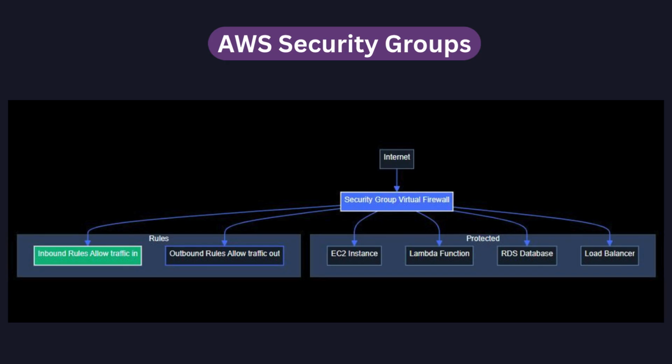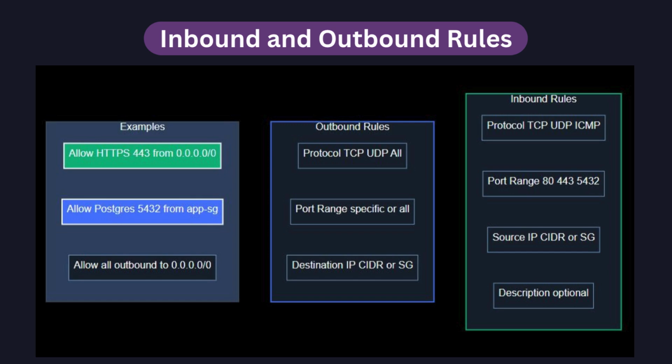taking effect immediately. Inbound and outbound rules define what traffic is allowed into and out of a resource. Each rule specifies a protocol, such as TCP, UDP, ICMP, or all, along with a port range and a source or destination. Inbound rules determine where traffic is coming from, while outbound rules determine where traffic can go. AWS security groups only support allow rules. There are no deny rules, so any traffic not explicitly allowed is automatically blocked. Rules are evaluated as a set, not in order, meaning if any rule allows traffic, it is permitted.